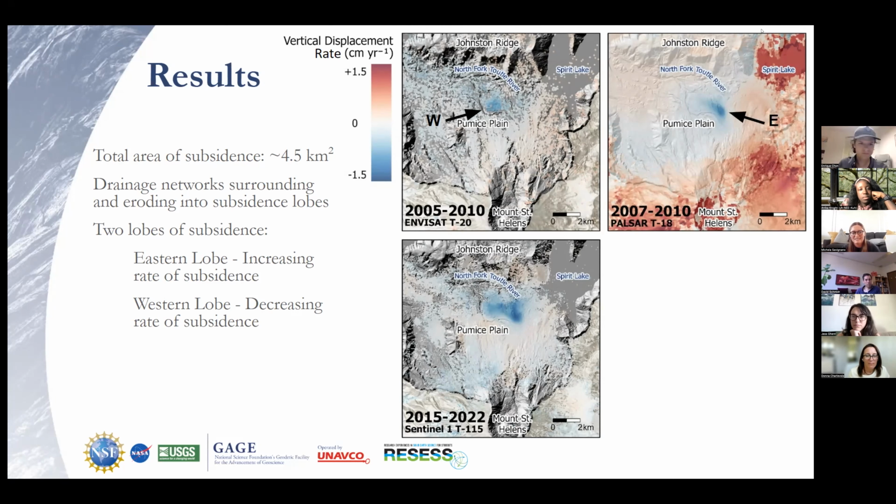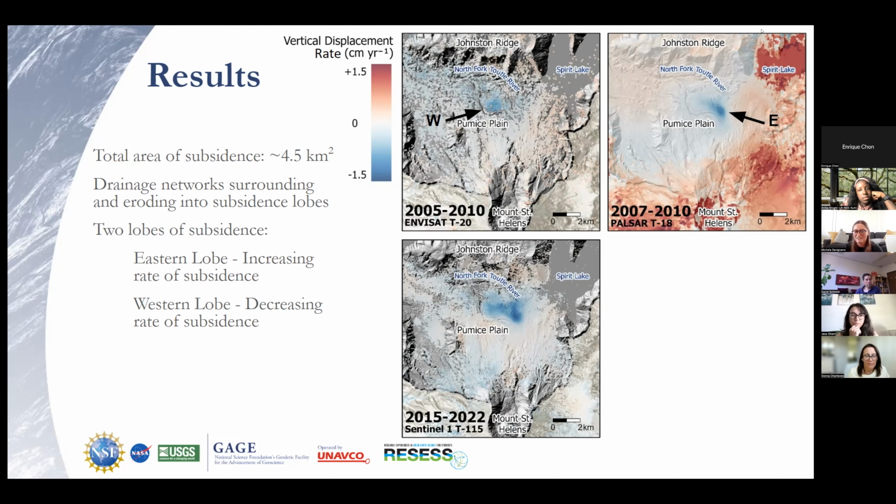What's interesting is that the eastern lobe has been increasing in the rate of subsidence, whereas the western lobe has been decreasing over time. We also wanted to make sure that these signals were real subsidence signals rather than just InSAR processing artifacts.